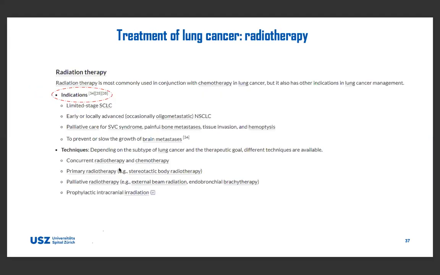Radiation therapy can be done for limited stage small cell lung cancer, early stage or locally advanced non-small cell lung cancer. And the technique depends on the goal. If we want to make sure that we have the best outcome, then we do radiotherapy and chemotherapy at the same time. In different scenarios, we can apply stereotactic radiotherapy. It means a very highly concentrated radiation therapy, but these are very technical terms. In general, remember that we can do radiation therapy in early stage small cell and non-small cell lung cancer.